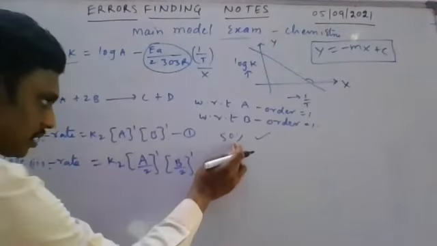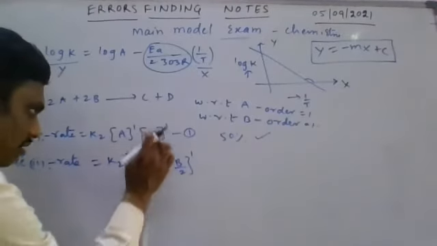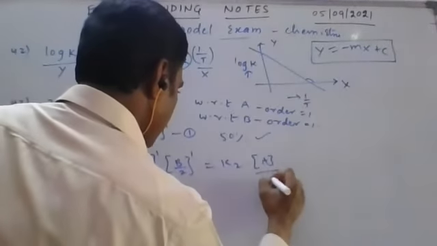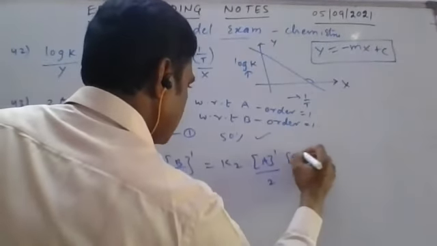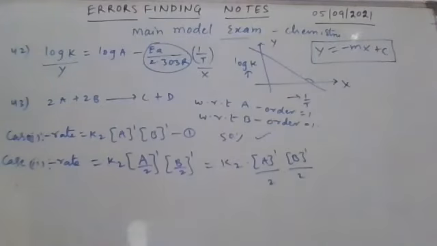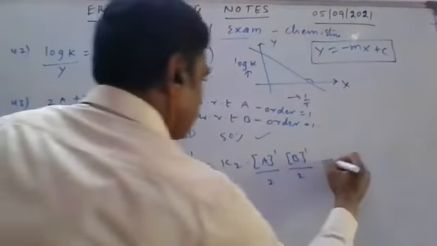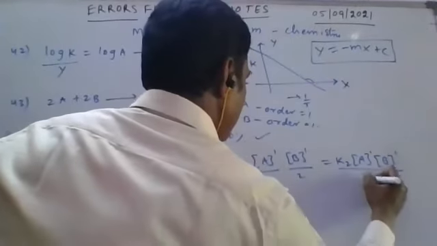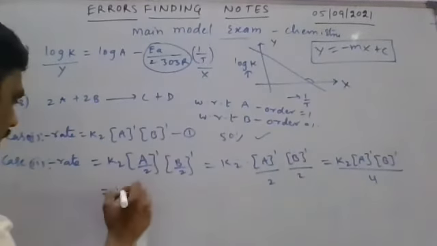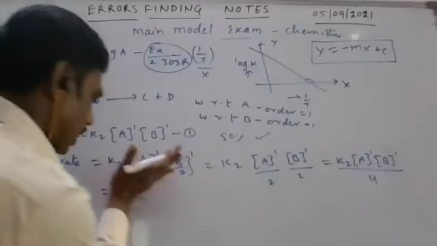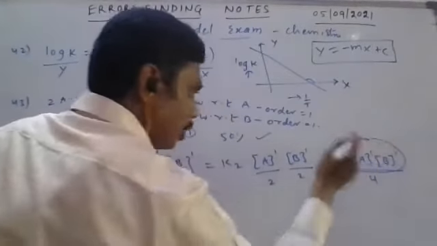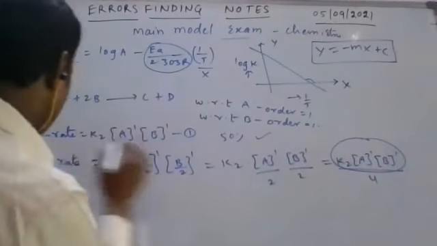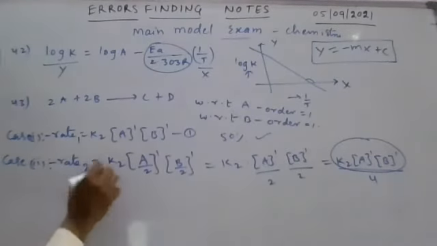Since 50% of the reaction is completed, the concentrations should be half. That is equal to K2 into concentration of A to the power 1 by 2 and concentration of B to the power 1 by 2, which is equal to K2 into concentration of A to the power 1, B to the power 1 by 4. Here, the numerator value K2 into concentration of A to the power 1 and B to the power 1 is nothing but R1. This is R2.